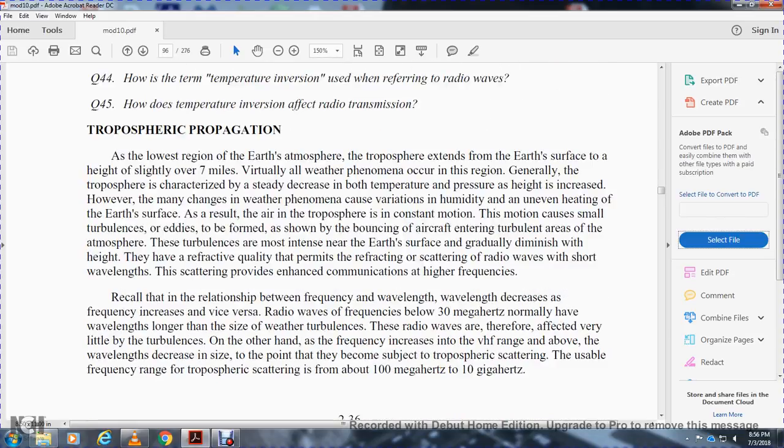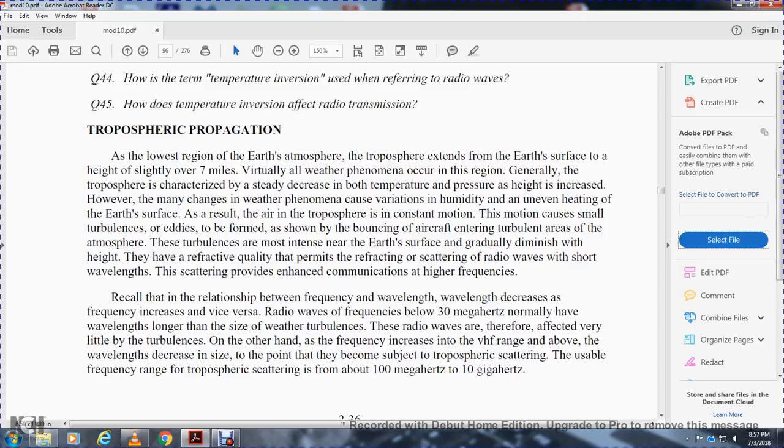Tropospheric propagation. The troposphere is the lowest region of the Earth's atmosphere, extending from the Earth's surface to a height of slightly over 7 miles. Virtually all weather phenomena occur in this region. The troposphere is characterized by a steady decrease of both temperature and pressure as height increases. However, the main causes of weather phenomena are variations in humidity and uneven heating of the Earth's surface.